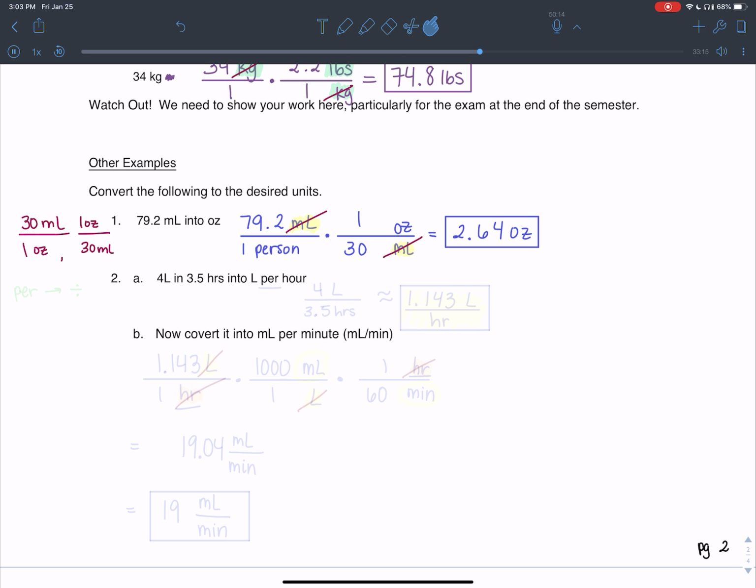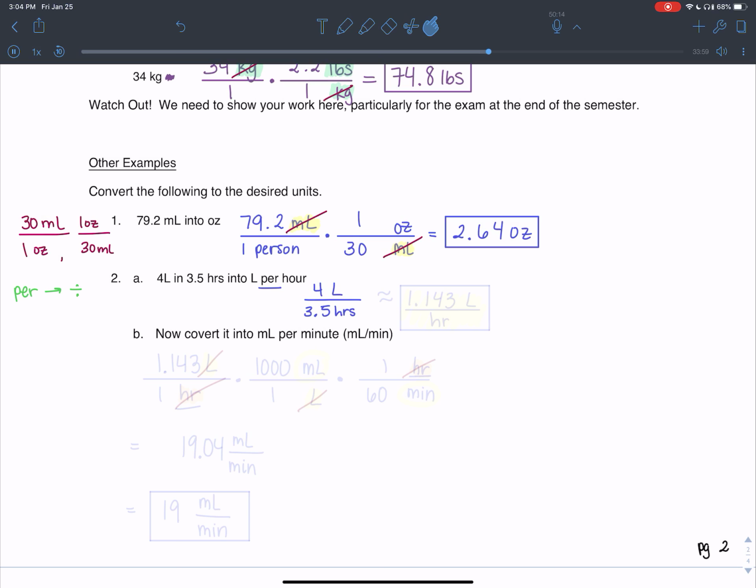All right, moving on. So I want to convert 4 liters in 3.5 hours into liters per hour. So this is what I want to convert it into. So that's weird because I have liters and I have hours, right? And I want to convert it into liters per hour. All I have to do, by the way, per in mathematics means division. So what I'm looking for is liters per hour units wise. So if that's what I want, then all I have to do is take 4 liters and divide it by 3.5 hours.